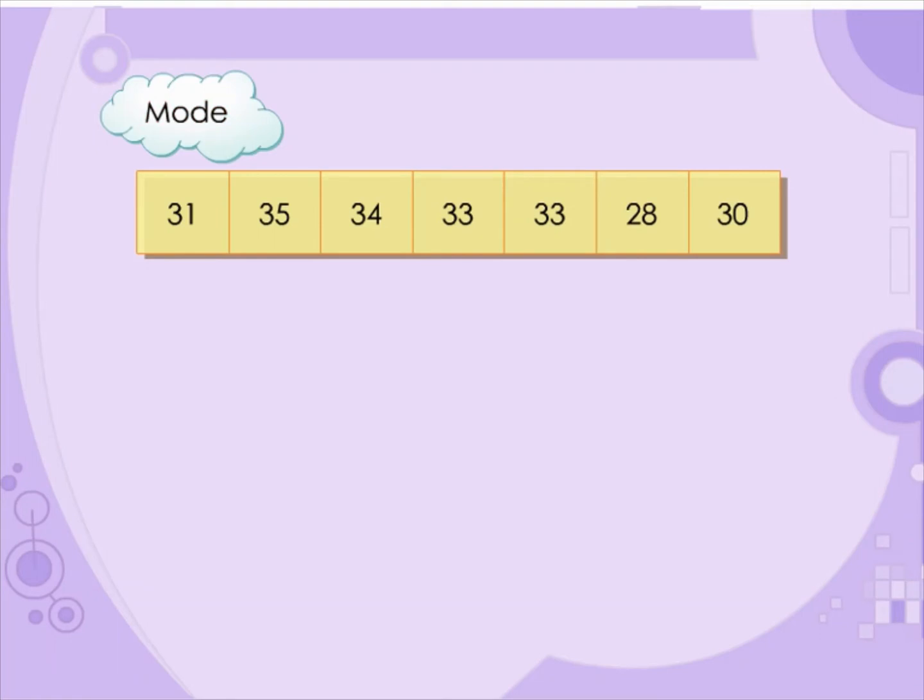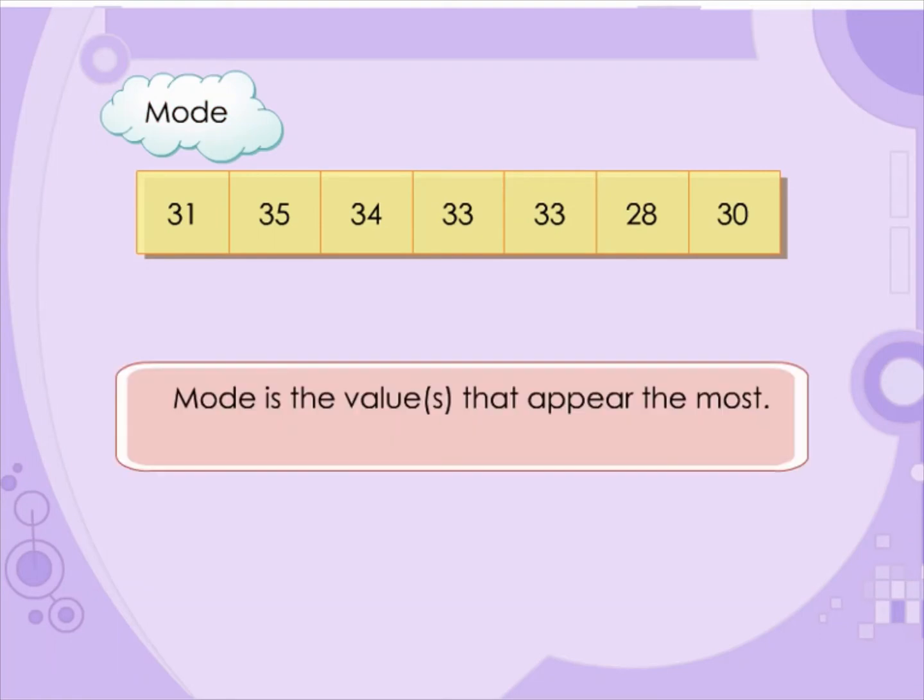In determining mode, we look for the value or values of data that appears the most. In this case, the mode is 33. Note that it is best we also look at the ascending or descending order to find the mode, because the mode can clearly be seen from the arrangement.